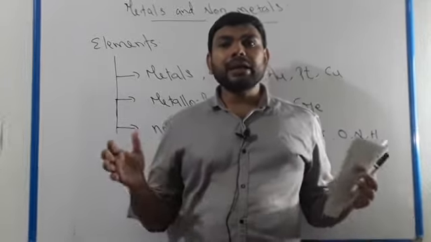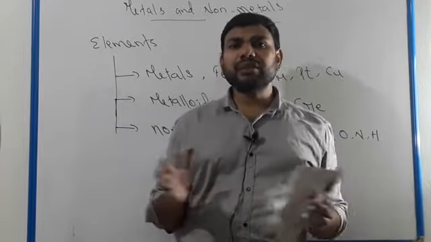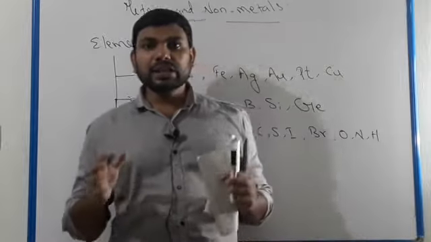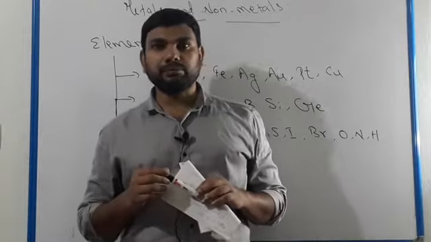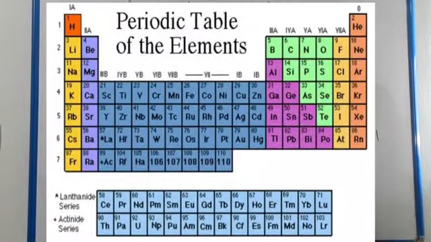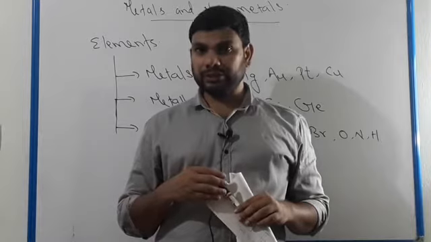There are many elements in nature, and there are different types of elements. These elements are included in a table called the periodic table. See here, this is the periodic table. In this periodic table, you can see there are different types of elements. The major types of elements in the periodic table are metals, non-metals and metalloids.